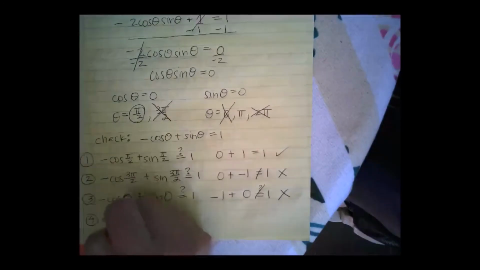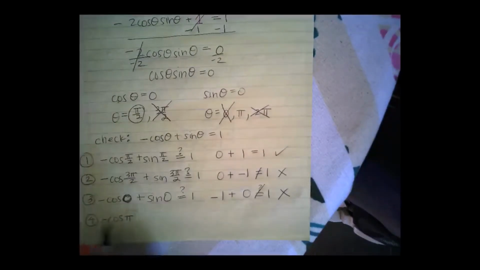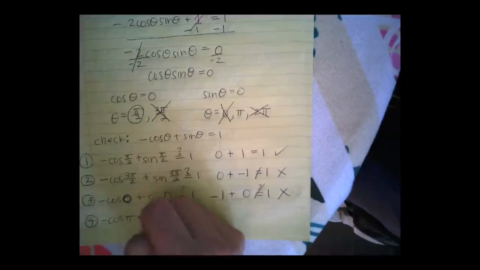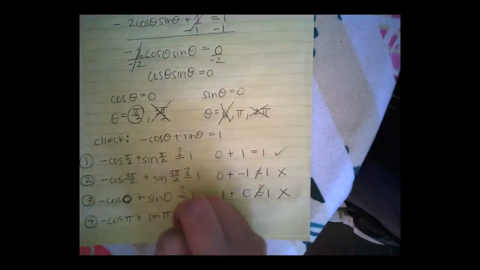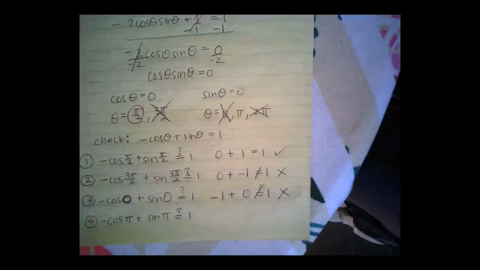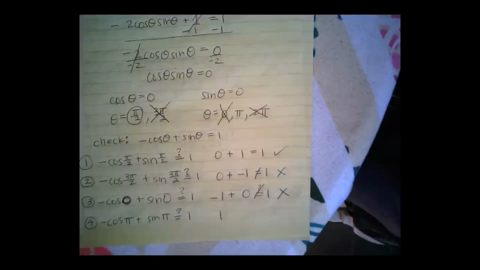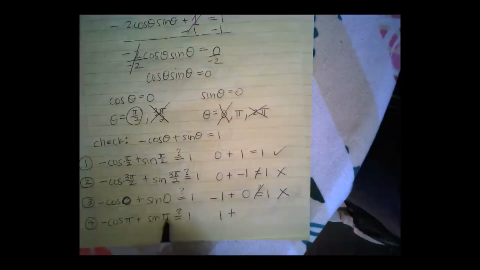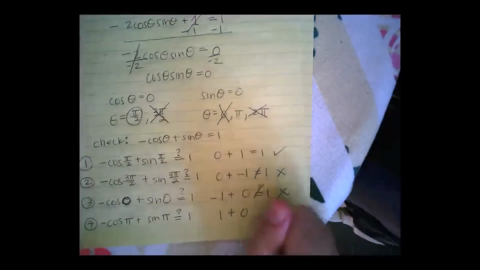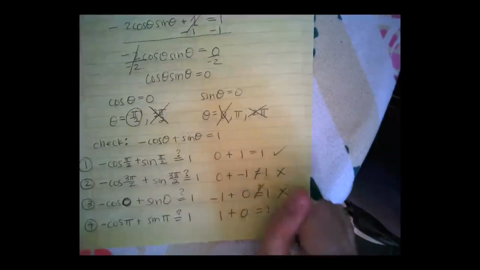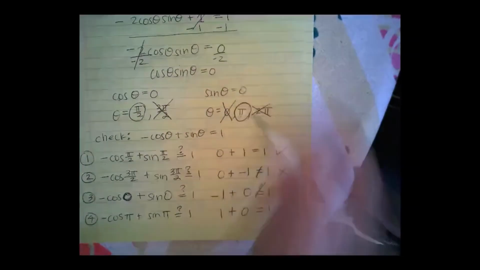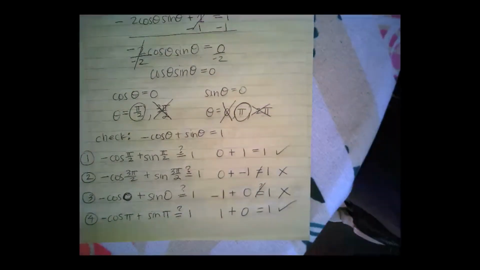Last but not least, the negative cosine of pi plus the sine of pi, does that equal 1? Well, the cosine of pi is negative 1. This says make it negative. Making a negative number negative means turn it into a positive. Plus the sine of pi, the y-coordinate of pi is 0. Is 1 plus 0 equal to 1? Yes. So here's our second solution. There's our second solution.